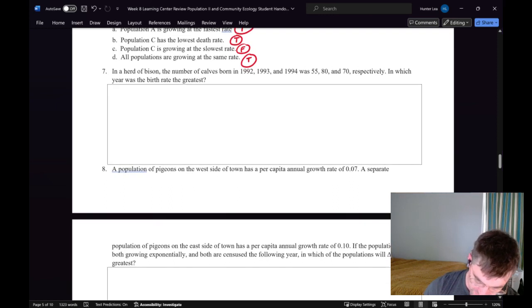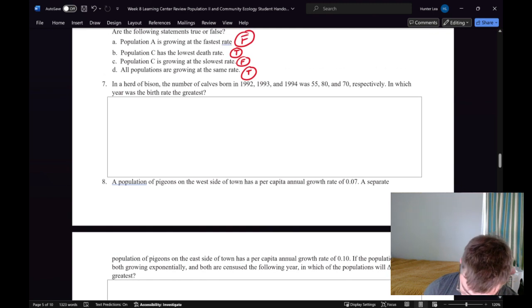In a herd of bison, the number of calves born in 1992, 93, and 94 was 55, 80, and 70, respectively. In which year was the birth rate the greatest? We can't answer this question unless we also know the population size for each of these years.